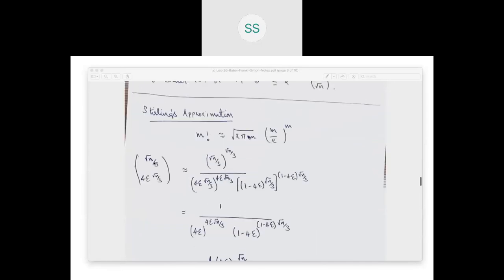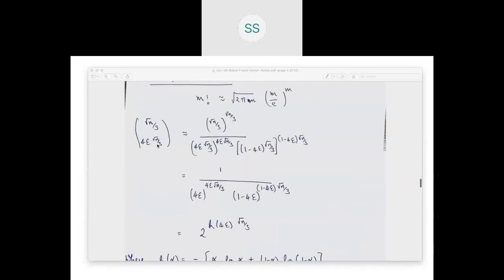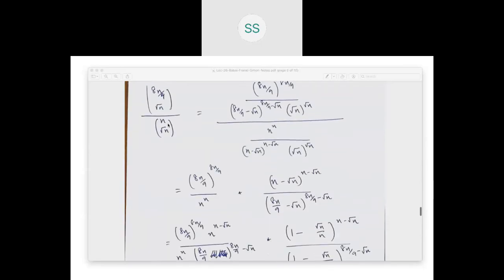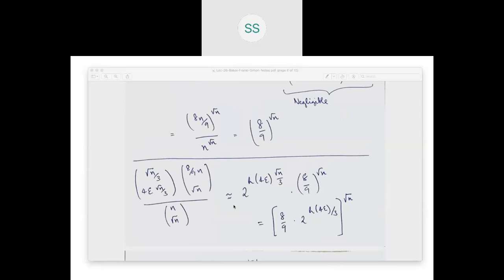So we first computed that square root n by 3 choose 4 epsilon square root n by 3 is at most this. And then we saw that 8n by 9 choose square root n divided by n choose square root n is at most this. So when you multiply all three things together, I get this. And I can take this power square root n outside and I get this.